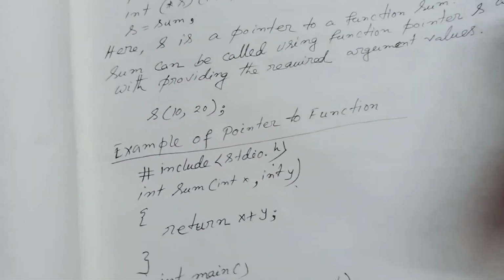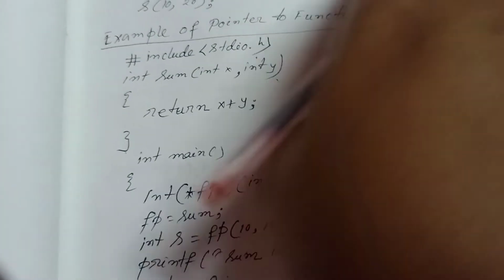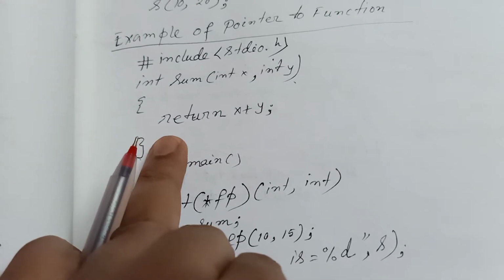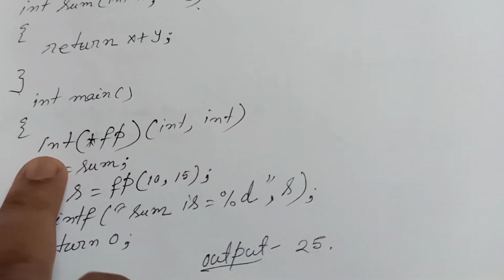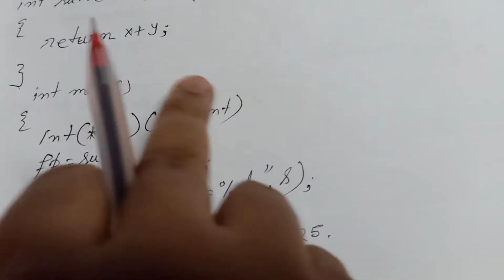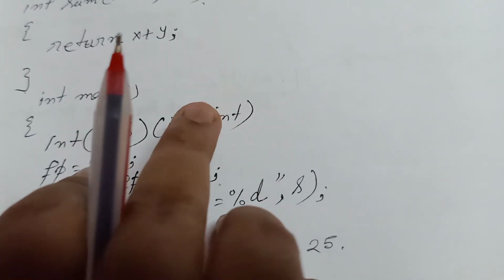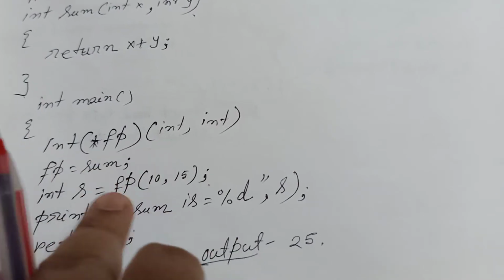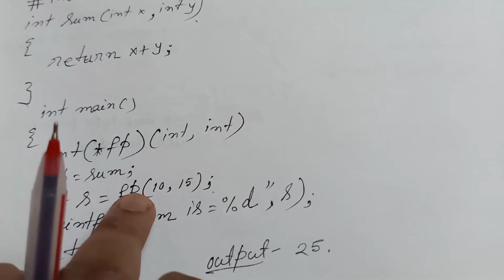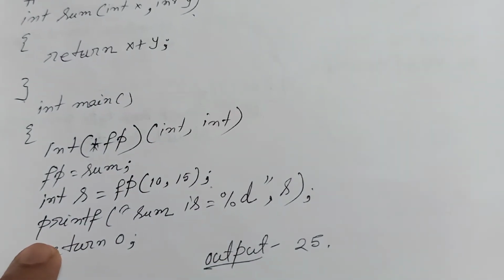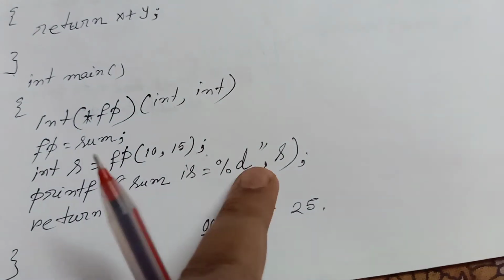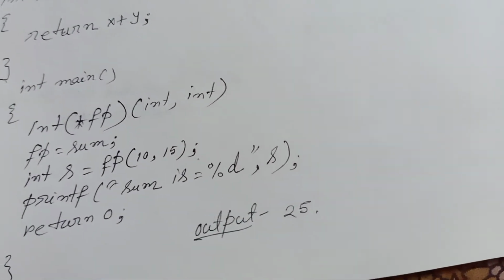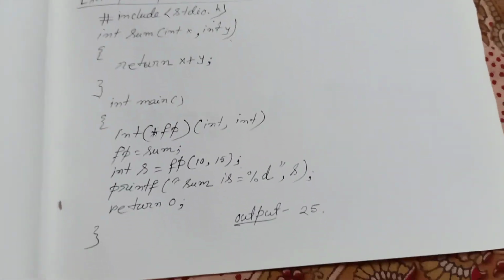Now let's take an example to understand pointer to function. It starts with #include <stdio.h>, int sum(int x, int y). Within this function definition, we are returning the value of x plus y. Now define the main function. Int main, as per the declaration of pointer to function, int within first brackets *fp, then within the next brackets the int parameter list. Now fp equal to sum, and we write int s equal to fp(10, 15). Then printf the sum, return 0. So the output would be 25 from this pointer to function example.